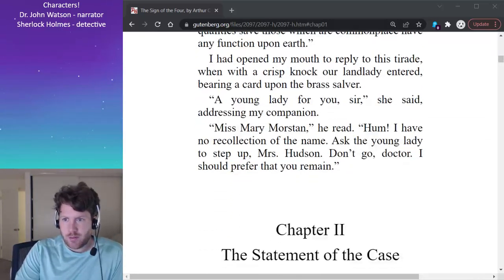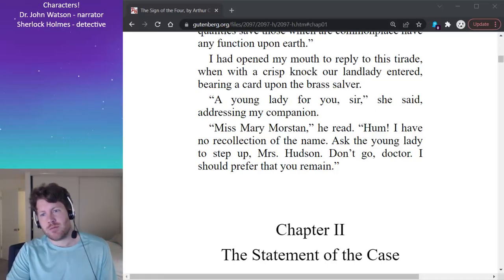I had opened my mouth to reply to this tirade, when with a crisp knock our landlady entered, bearing a card upon the brass salver. A young lady for you, sir, she said, addressing my companion. Miss Mary Morstan, he read. I have no recollection of the name. Ask the young lady to step up, Mrs. Hudson. Don't go, doctor. I should prefer that you remain.